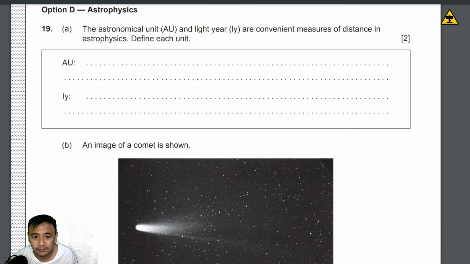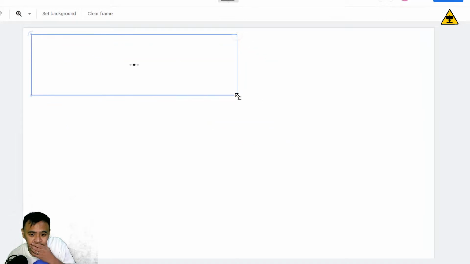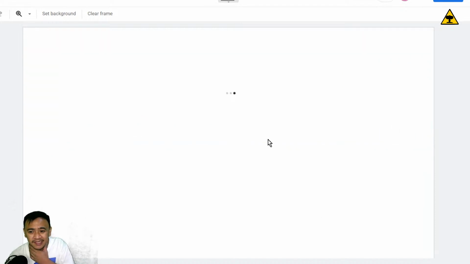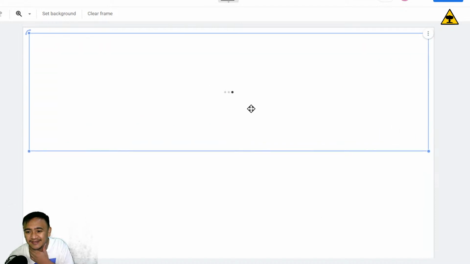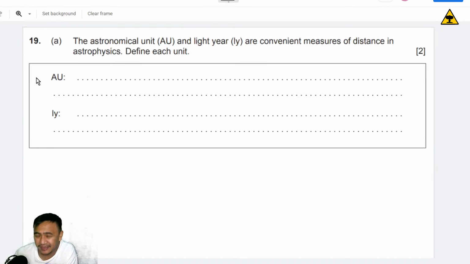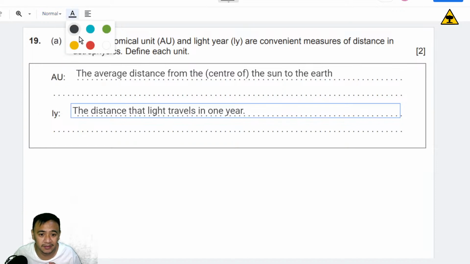Astronomical unit. Isn't that the length from the Earth to the Sun? Yes, but you have to state it in a slightly better manner. Just remember that distance varies. There's a minimum and a maximum value, right? No other possible answer here.